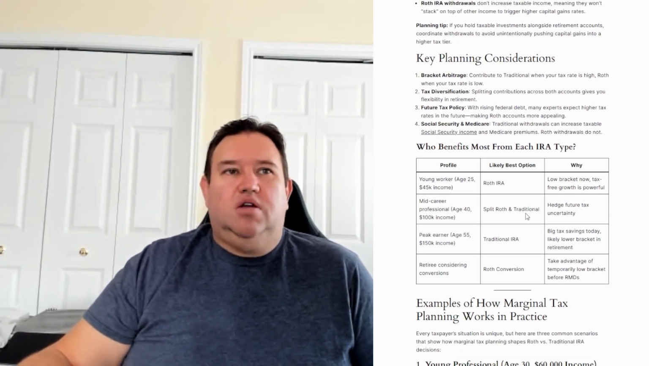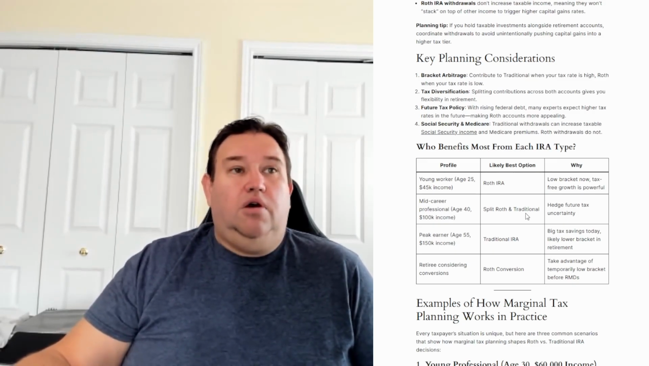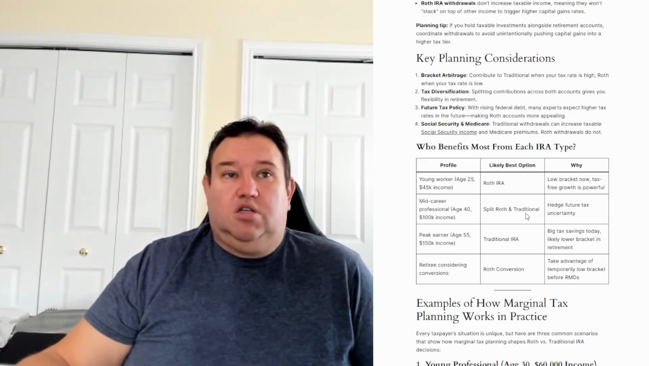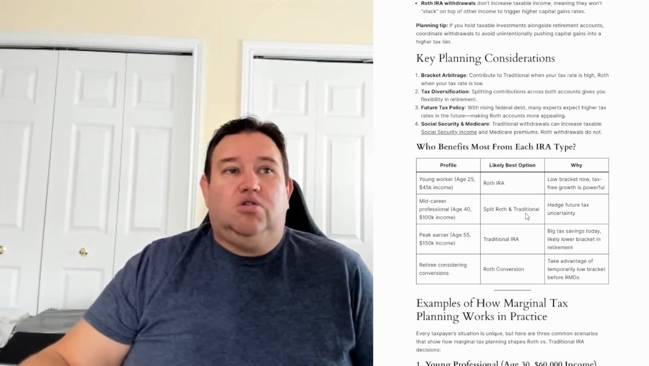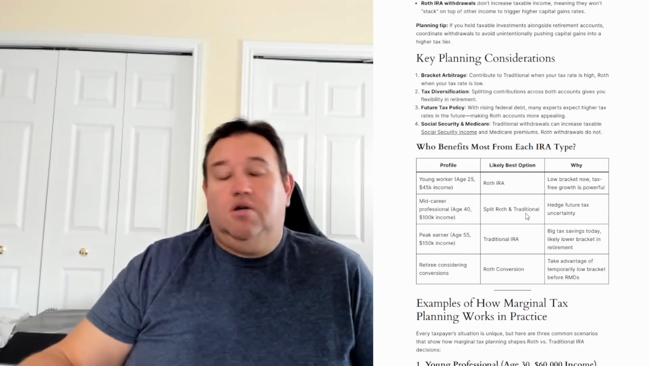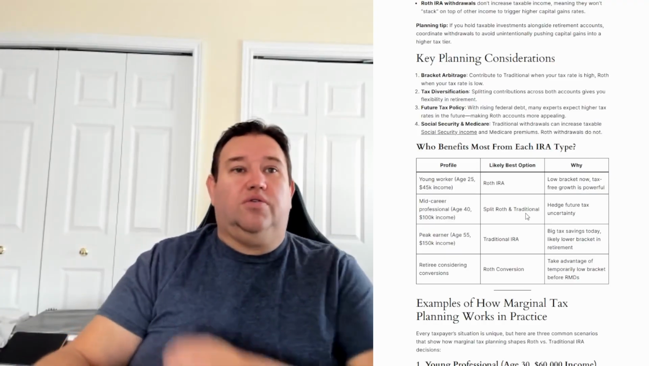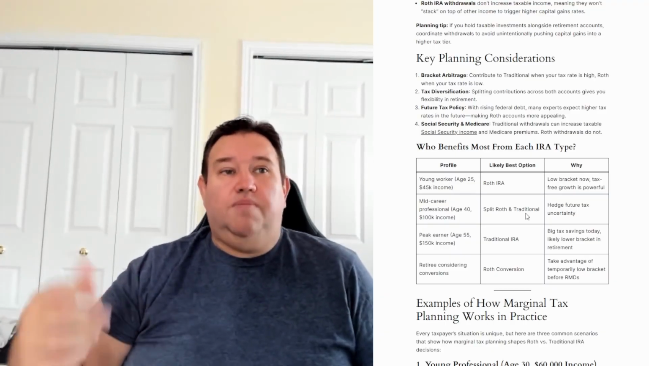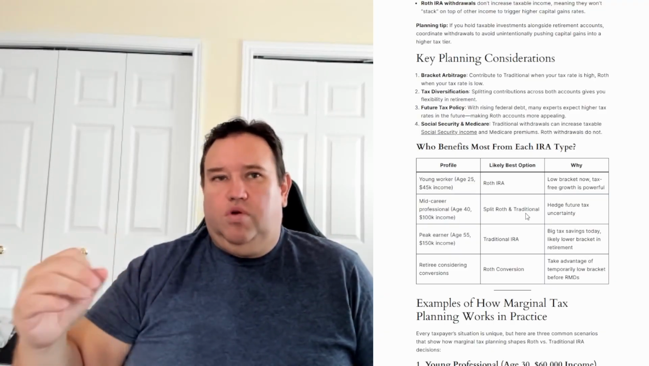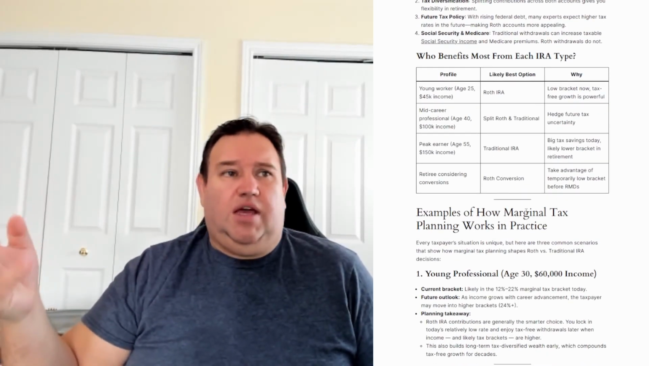Tax bracket arbitrage: contribute to a traditional account when your tax rate is high, Roth when your tax rate is low. Tax diversification: splitting contributions across both accounts gives you flexibility in retirement. Future tax policy: with rising debt, many experts expect higher tax rates in the future, making Roth accounts more appealing. Social Security and Medicare: traditional withdrawals can increase taxable Social Security income and Medicare premiums. Roth withdrawals do not.